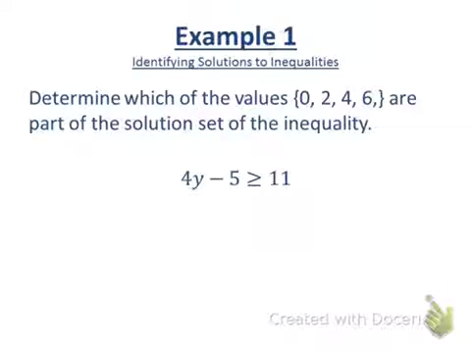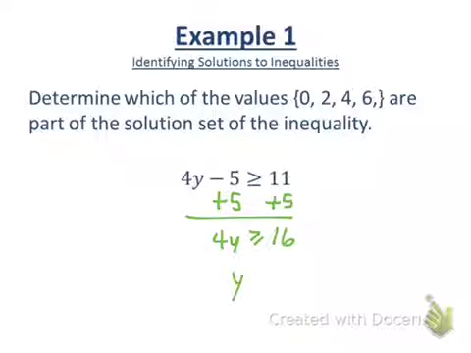Tell me what we would do to solve this inequality. You'd add 5 to both sides, then divide both sides by 4. We get y is greater than or equal to 4. So only values that are greater than or equal to 4 are going to be solutions. That means 4 and 6 would be solutions from that set. All right, what's another way we could approach this problem?